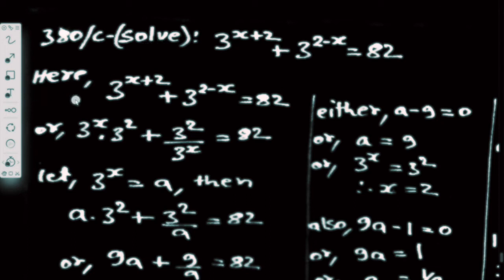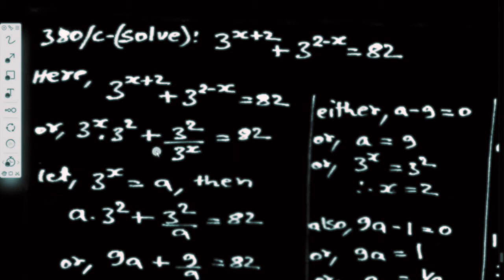Here is our equation: 3 power x plus 2 plus 3 power 2 minus x equals 82. This is our question as it is written. Now, 3 power x into 3 power 2. The addition in the power shall be separated, plus 3 power 2 by 3 power x. Here the power is in minus form, so it should be placed in the bottom. If the power is in plus form, it should be multiplied, as 3 power x into 3 power 2. If the power is in minus form, it should be divided: 3 power 2 divided by 3 power x equals 82.